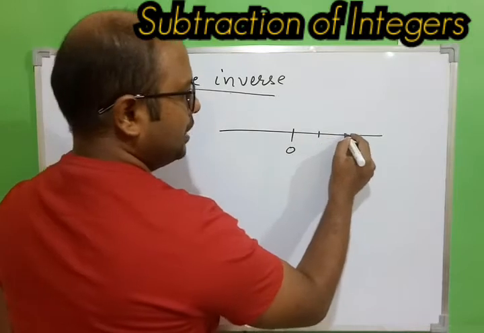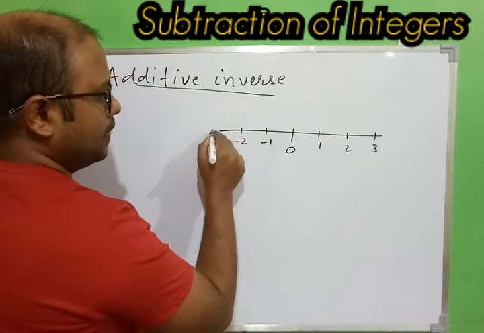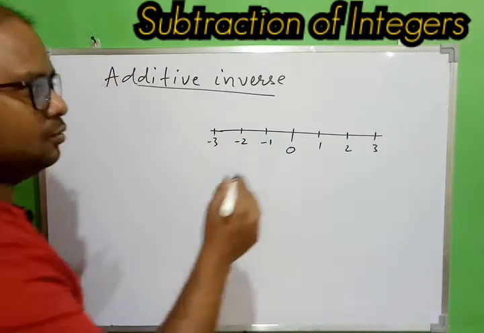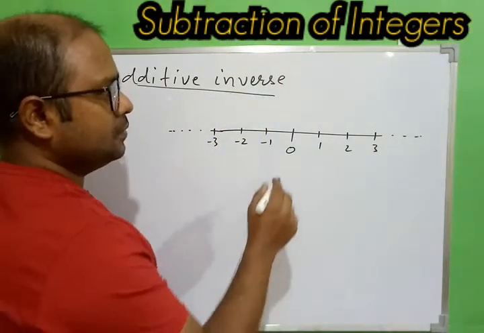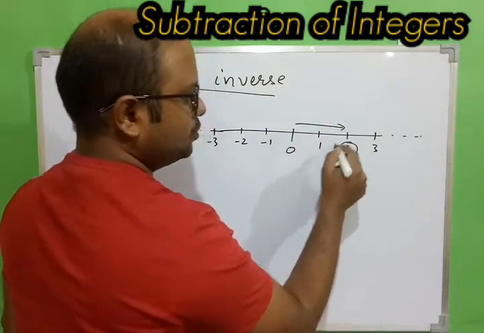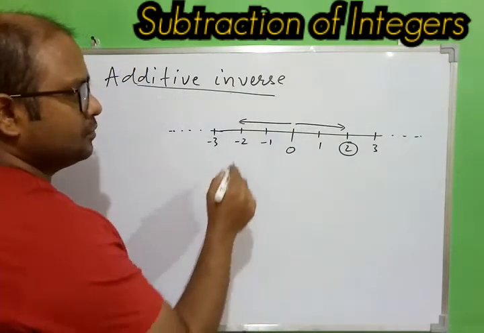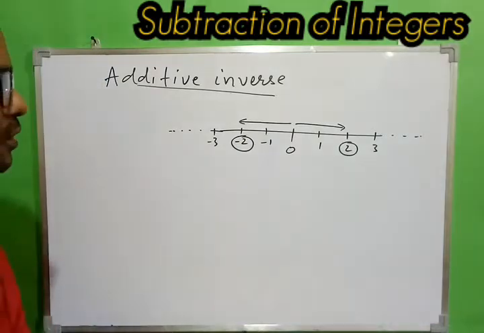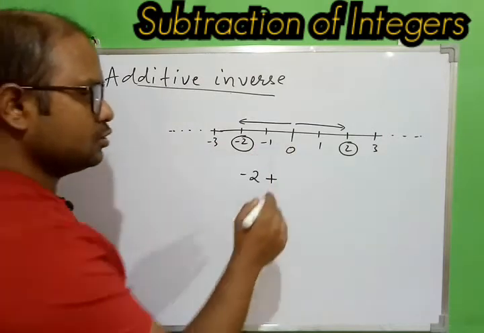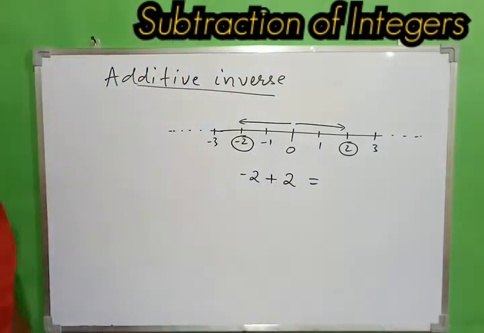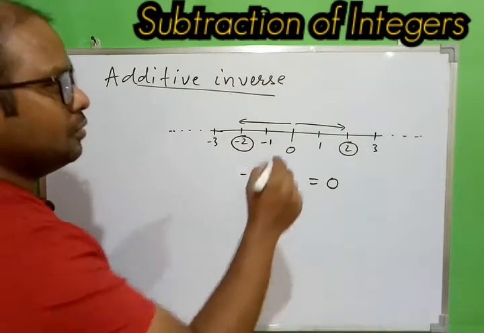Number line we understood, that is 1, 2, 3 this side and -1, -2, -3 this side, and this will continue. So no endpoints we have, that we already know. Now if you move 2 steps forward, you come to the number +2, and if you move 2 steps back you come to -2. If we are going to add these numbers -2 and +2, what will we get? That is nothing but 0. Yes or no?